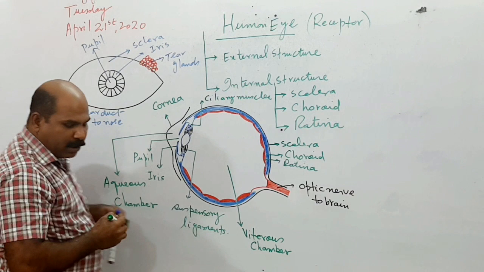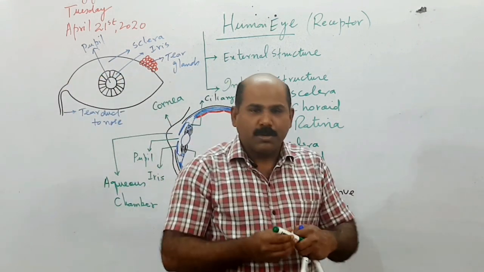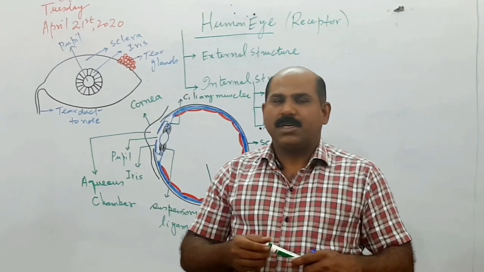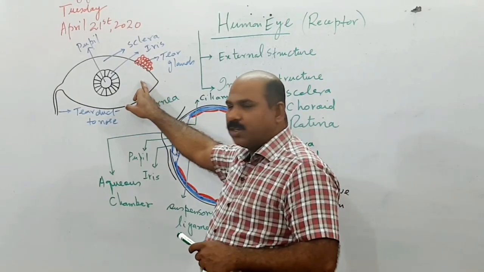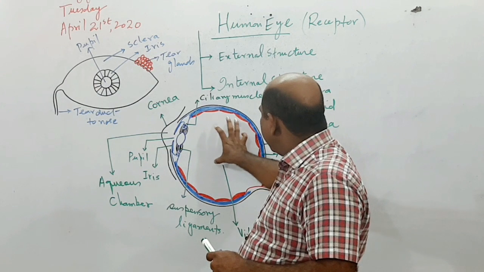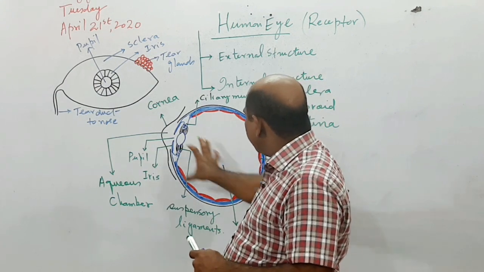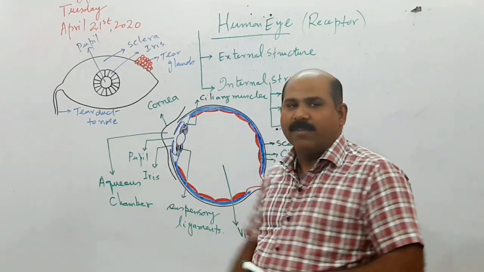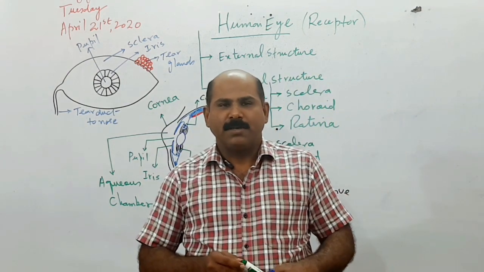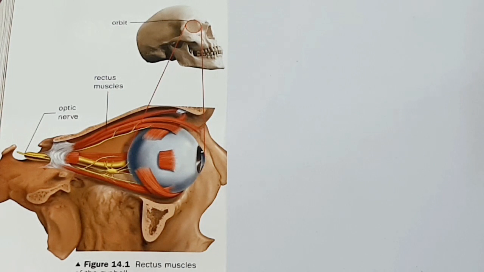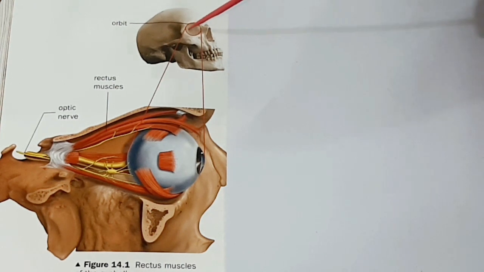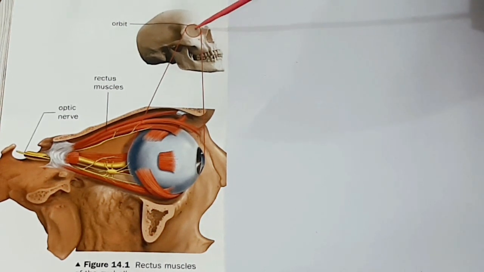Now once again I'll be showing you two different diagrams: a detailed diagram of the external structure of the eye and a detailed diagram of the internal structure of the eye, in which we will discuss the functions of all these parts one by one. Okay class, this is the skull. You can observe the skull is the region where the eye is present. This is called the orbit, in which the eye is present.